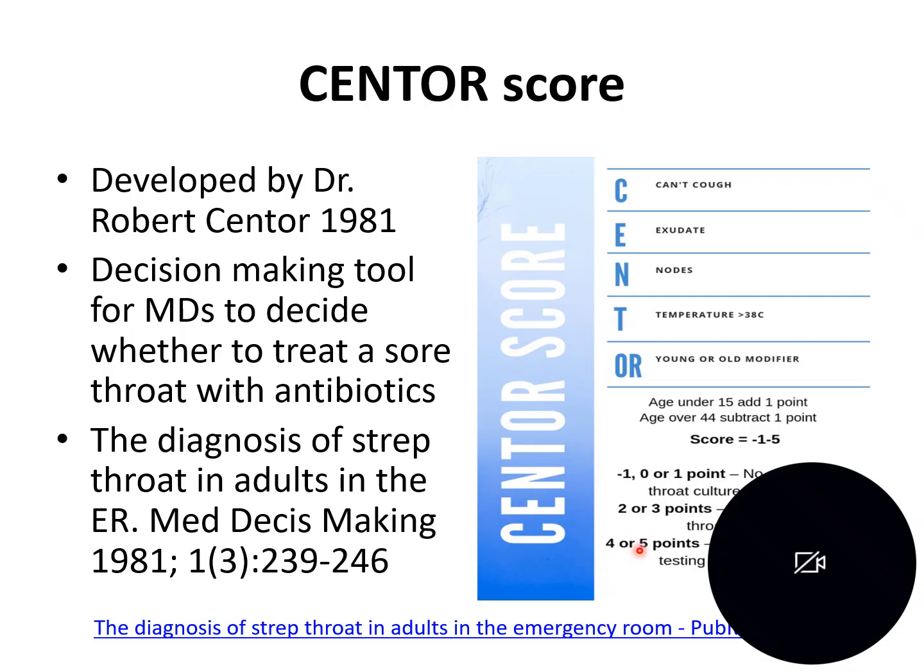If it's 4 or 5, it's recommended that you do the rapid streptococcus throat test, which rapidly identifies the presence of Streptococcus pyogenes, and this is an indication for treatment with a course of oral antibiotics.